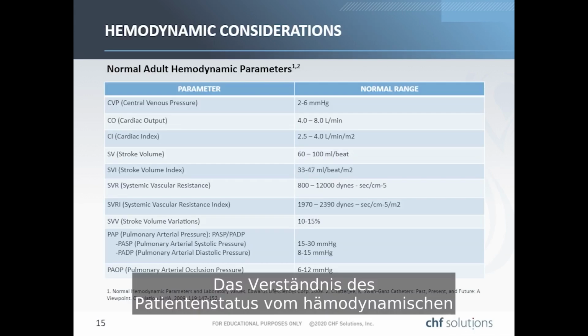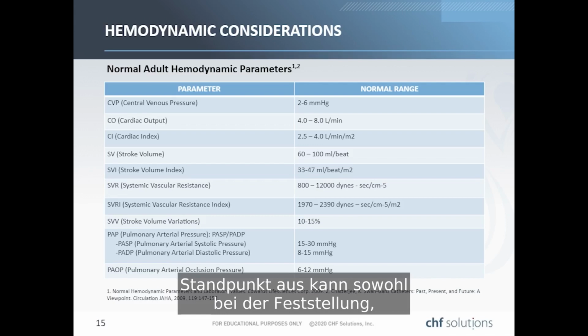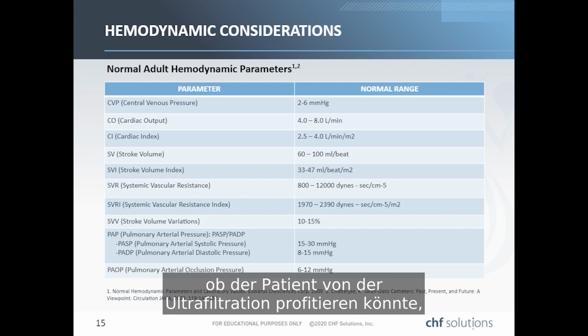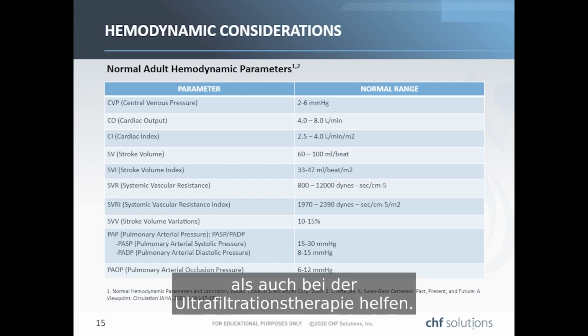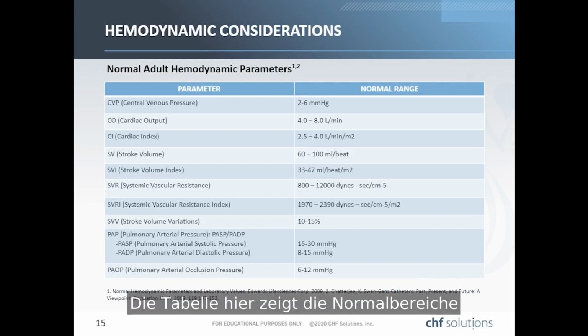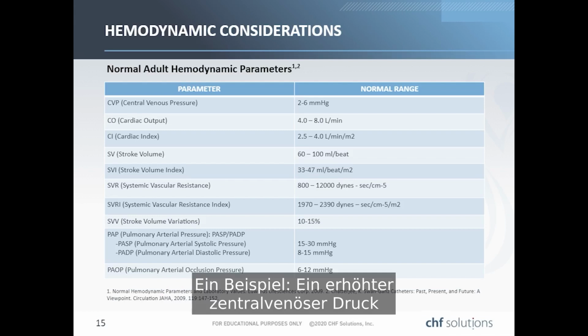Understanding the patient's status from a hemodynamic standpoint can help with both establishing whether the patient could benefit from ultrafiltration and also guiding ultrafiltration therapy. The table here shows the normal ranges for various hemodynamic parameters. As an example, an elevated central venous pressure could indicate that the patient has fluid overload.